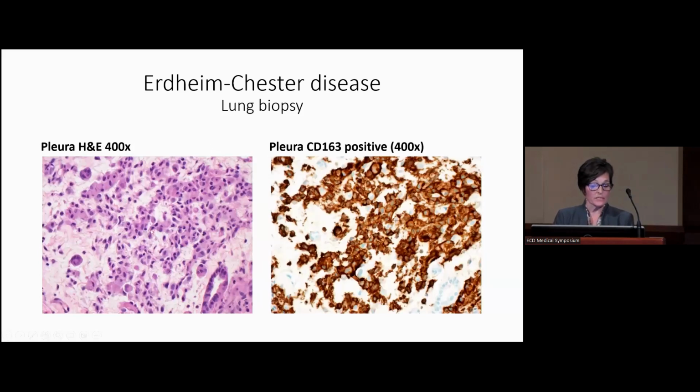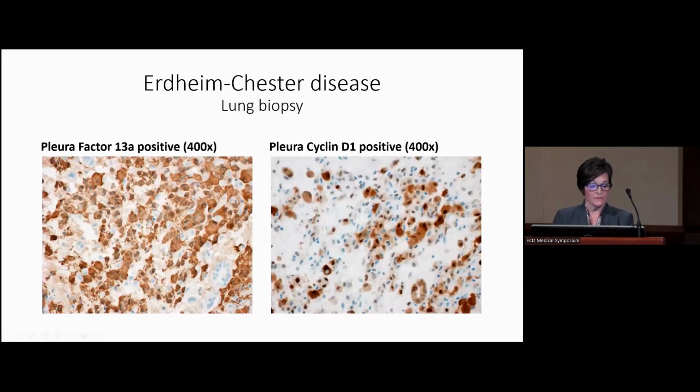At higher power yet, we can see that the histiocytes in the subpleural areas have an epithelioid morphology with dense eosinophilic cytoplasm, CD163 positive and factor 13A positive. And here we see the cyclin D1 overexpression, in both a nuclear and cytoplasmic pattern. Here is an example of a focus of emperipolesis. You can see there is an engulfed lymphocyte here that's highlighted by the cyclin D1 staining around it.